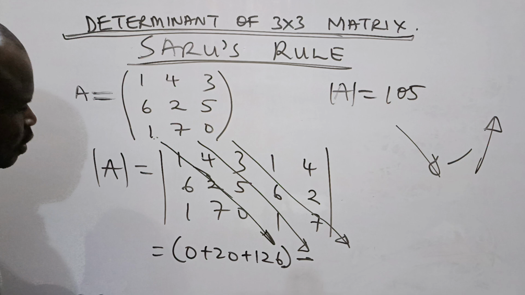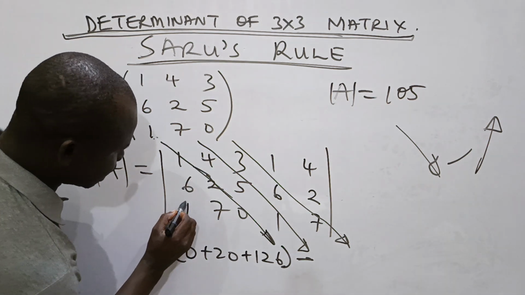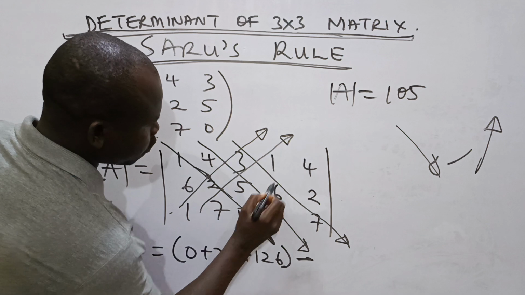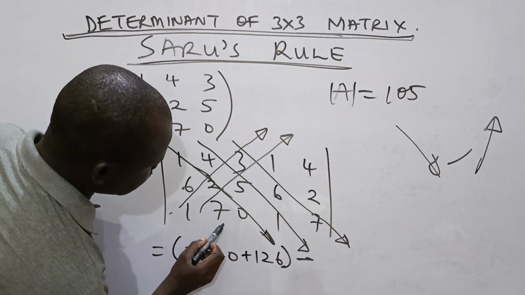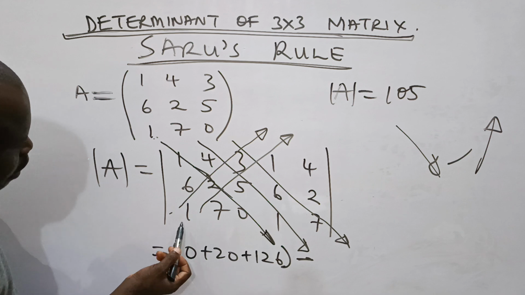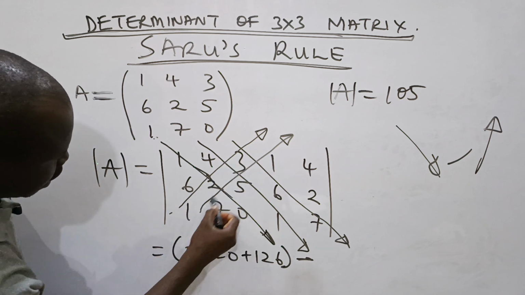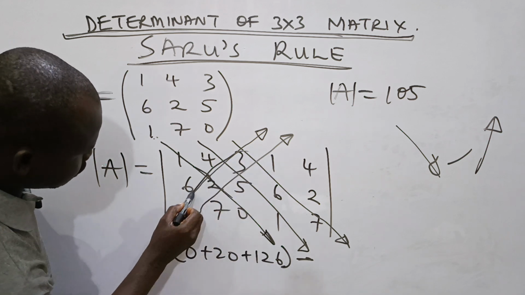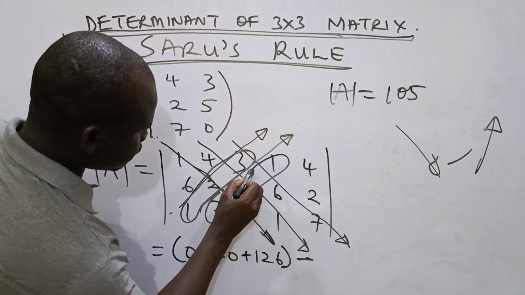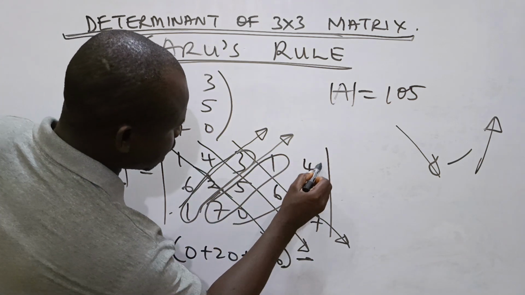Minus, we now consider the ordinary diagonals. There will also be 3 ordinary diagonals. This is the first one. This is the second ordinary diagonal. This is the third ordinary diagonal. Of course, I might decide to write it out. This is the first ordinary diagonal. Let me circle. This is the second ordinary diagonal. This is the third ordinary diagonal.